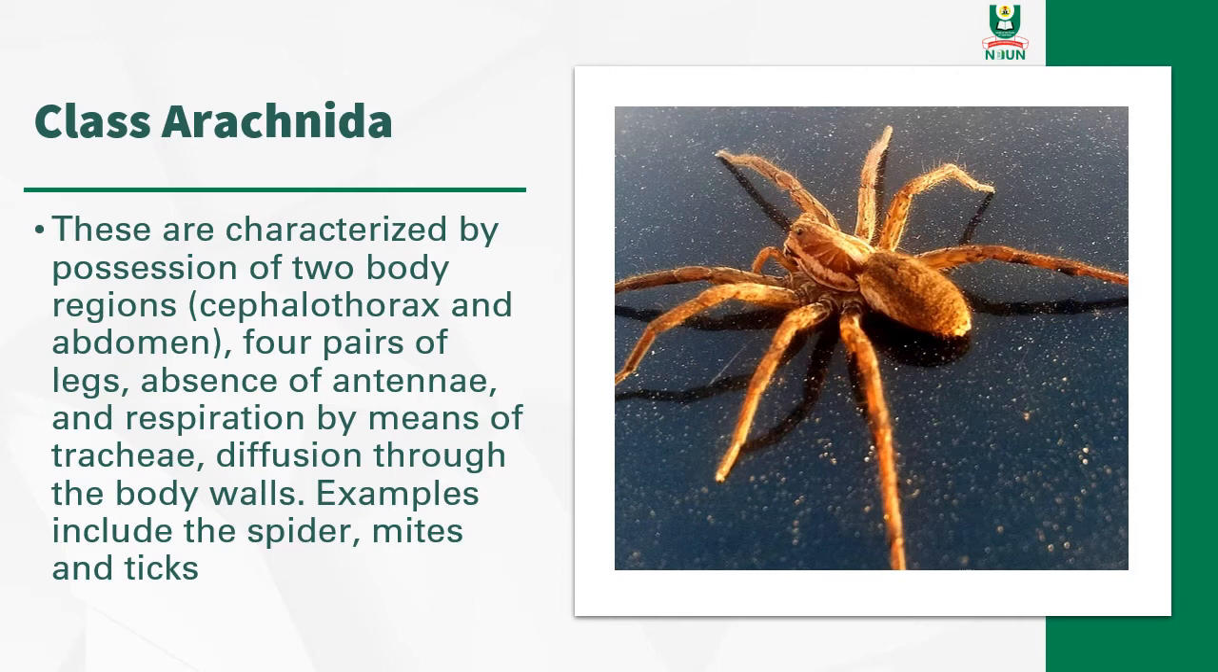They have four pairs of legs. You can see one on each side, making eight legs all in all. And they do not have an antenna. Okay, they don't have that long anything in front of their head. Their respiration is by means of diffusion through their body walls. Okay, that's how they respire. An example of this class is the spider, like you can see in this picture, the mites, and the tick.